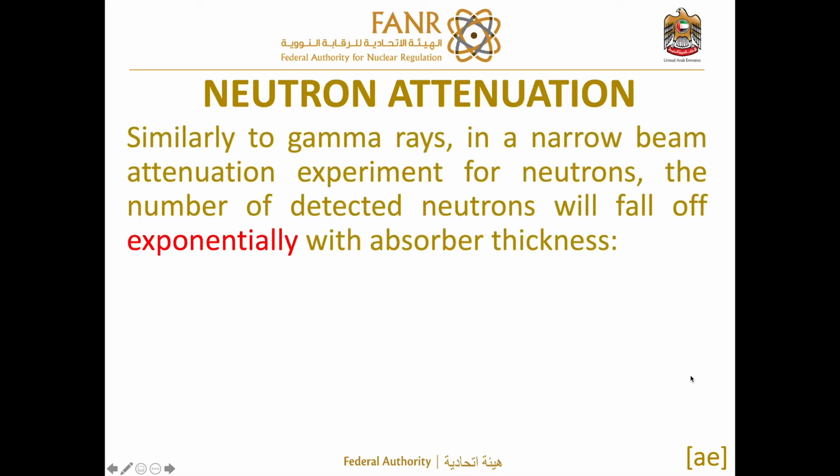Very similarly to gamma rays, a narrow beam of neutrons behaves in the same way. The intensity of the beam decreases exponentially with the thickness of the absorber, and the parameter, the attenuation coefficient, is called the macroscopic cross-section.